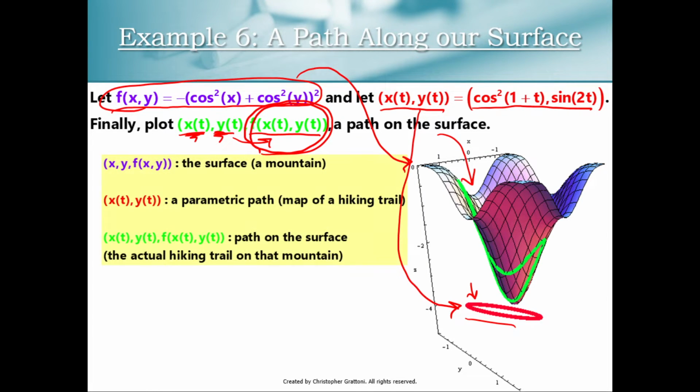So to summarize here, we want to think of x comma y comma f of xy as our surface or a mountain. We want to think of x of t, y of t as a two-dimensional parametric path, which is our map of a hiking trail. And then we want our x of t, y of t, comma f of x of t, y of t to be a parametric path that's actually on our surface. That's the actual hiking trail that you really end up walking as opposed to what you see on that paper map.